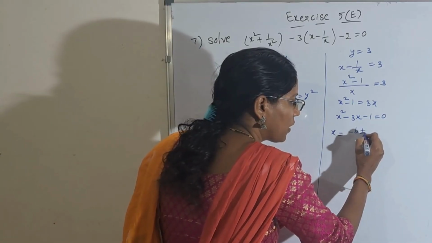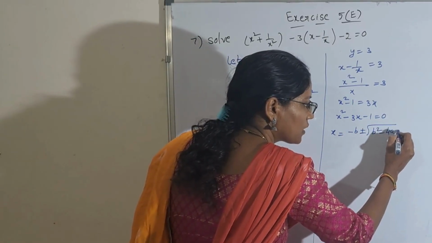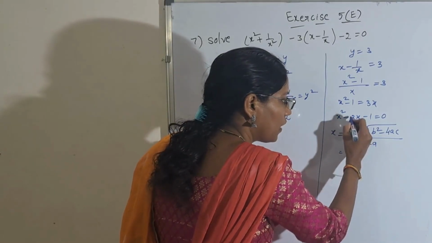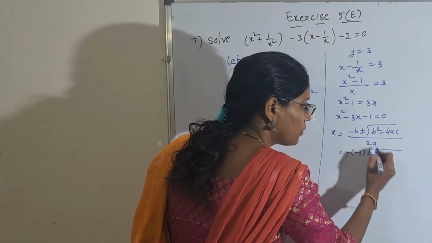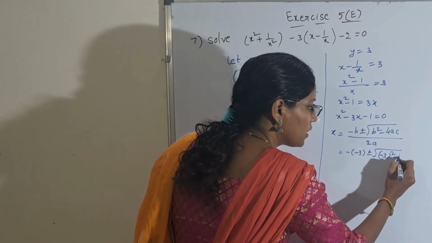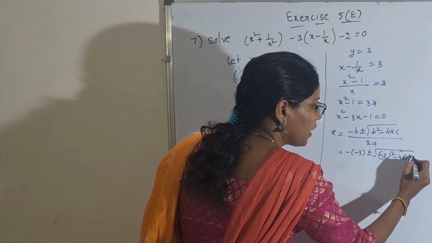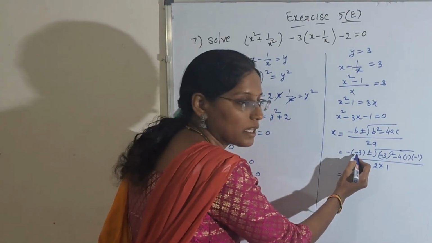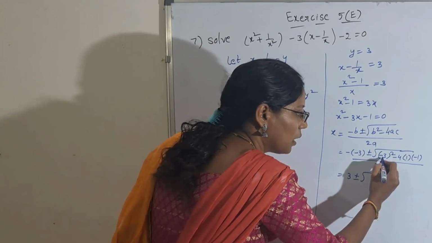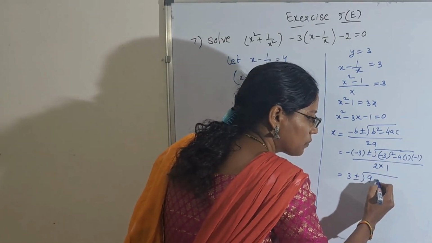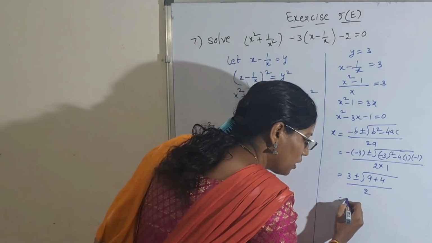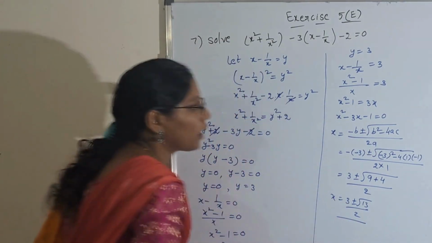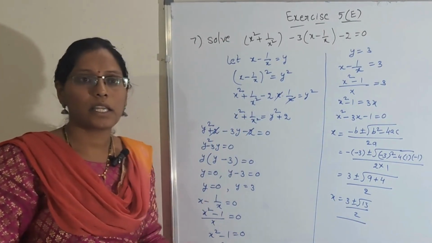Here minus b plus minus root of b square minus 4ac by 2a. ABC values we have to substitute here. Minus b value is minus 3 plus minus root of b value is minus 3 whole square minus 4 into a value is 1, c value is minus 1 by 2 into a value is 1. Minus into minus plus 3 plus or minus root of minus 3 whole square 9 minus into minus plus 4 by 2. Here 3 plus or minus root 13 by 2. These are the factors of given equation.